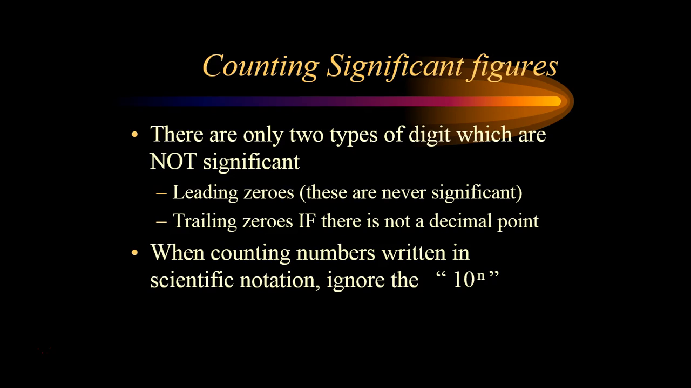Leading zeros are never significant. Those are always just placeholders. Trailing zeros are placeholders if there's no decimal point, but if there is a decimal point there, that says the trailing zeros matter. So keep that in mind. And then again, here in scientific notation, we don't count the times 10 to the power, okay? So keep that in mind. Two different things that don't matter. Leading zeros never matter for significant figures, and trailing zeros without decimal points don't matter. Because that will be a big thing in what we're talking about here in this worksheet.